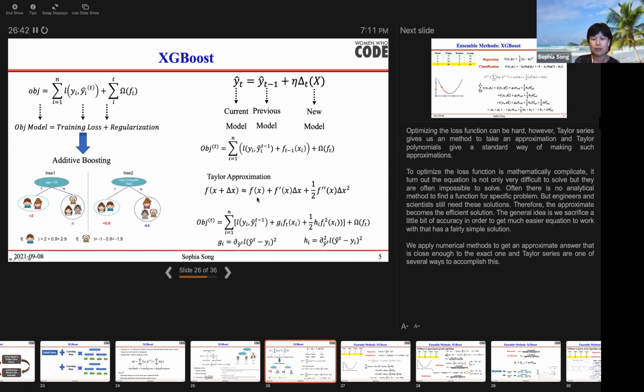Usually you take the original function, plus the first-order derivative of this function, then the second-order derivative. Then you add all of these together to approximate your objective function. So here the main idea is that we maybe sacrifice a little bit of accuracy, however we simplify our model. So that's the general idea.